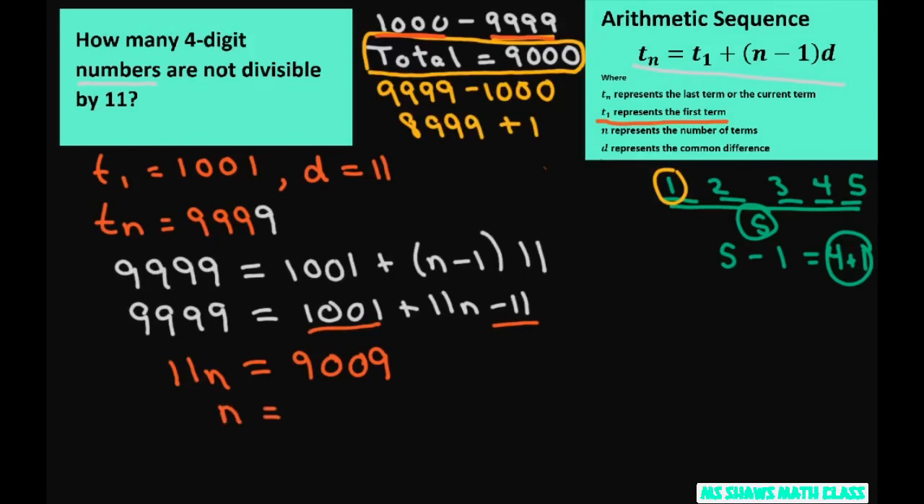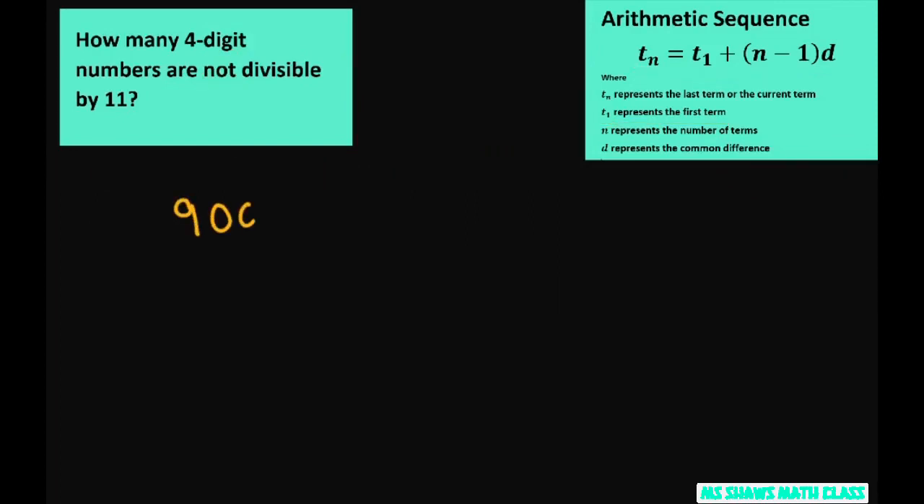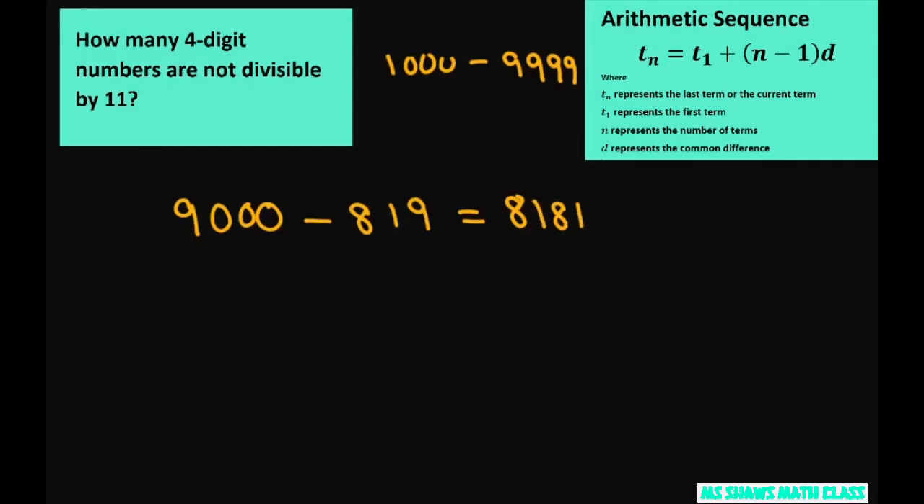When you divide by 11, you're going to get 819. Now, that's the ones that are. So we have to do the ones that are not. Now that's when we're going to go back to our total number here, which is 9,000. And we're going to take 9,000, our total numbers that we have between 1,000 and 9,999, minus your ones that are divisible by 11, and that's going to be 8,181 that are not divisible by 11.